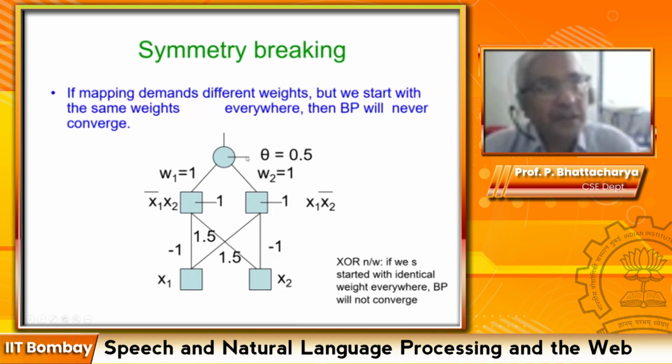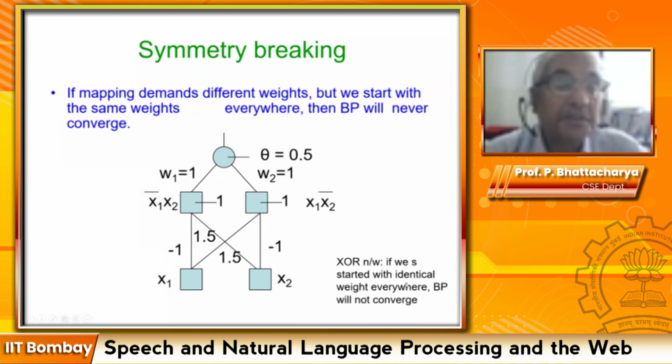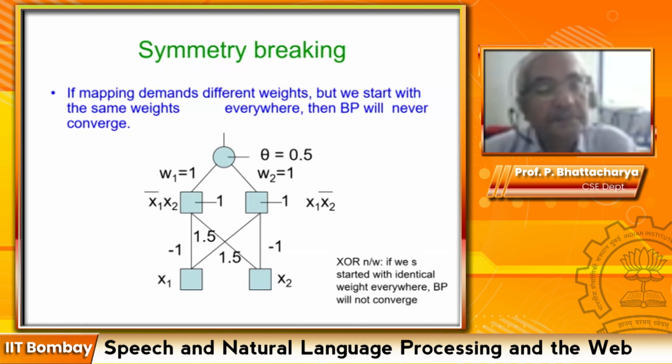So any function which can be computed by a perceptron, a single neuron which has a step function, is called a linearly separable function. It's also called a threshold function. So this network is adequate for computing XOR. But now do this experiment. Start the XOR network with the same weight values everywhere. You will find that this XOR network doesn't converge. So what is the problem? This is called the symmetry breaking problem.